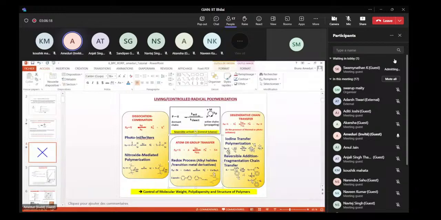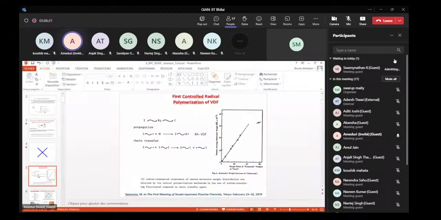And my first point is iodine transfer polymerization. This was discovered by Tatemoto in the late 70s, you know, and unfortunately Tatemoto didn't talk about controlled radical polymerization, though he could evidence the linear dependence of molar mass versus the monomer conversion. But later, Matyjaszewski in the mid-90s, so let's say about 20 years later, suggested the concept of controlled radical polymerization, but indeed, Tatemoto was the first pioneer who discovered this typical reaction.